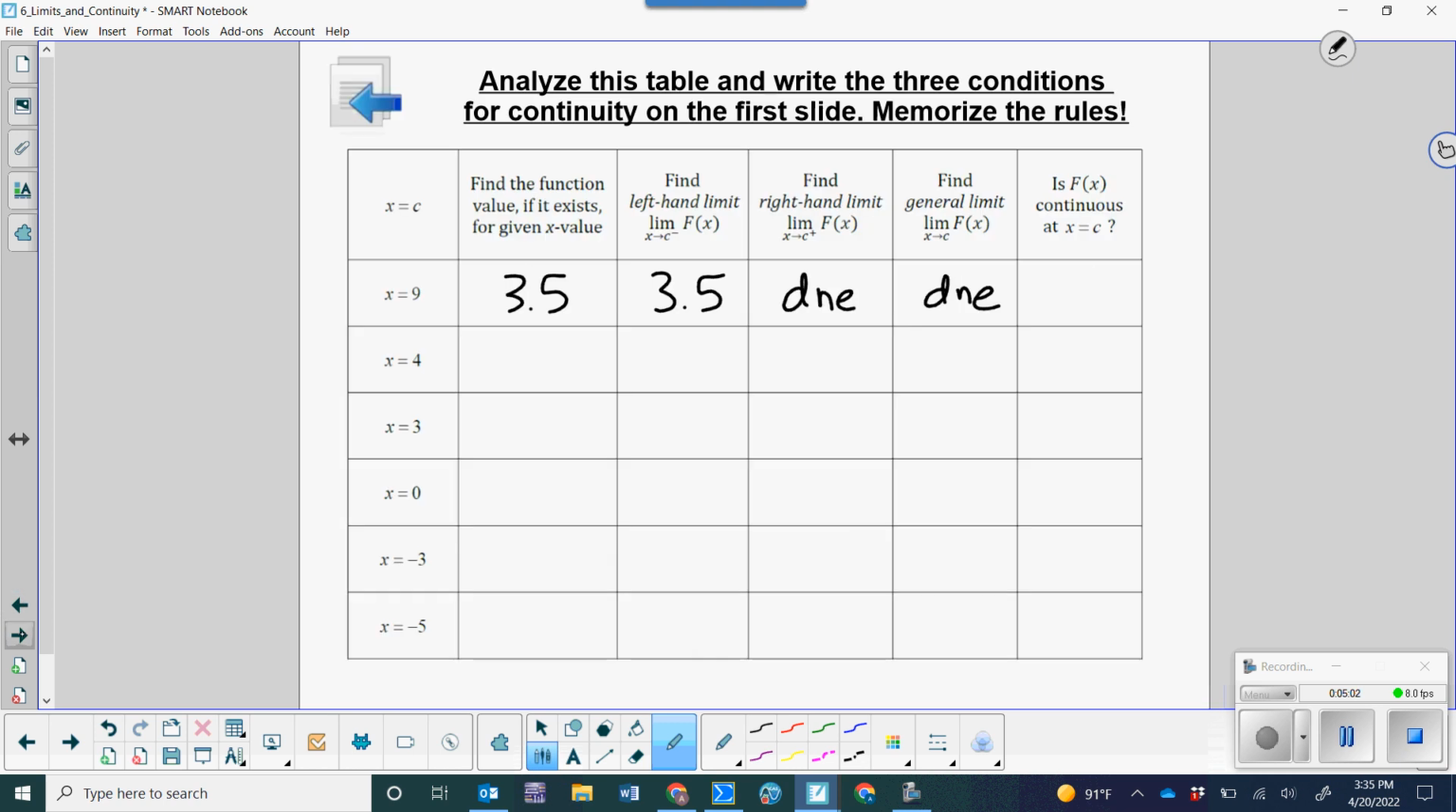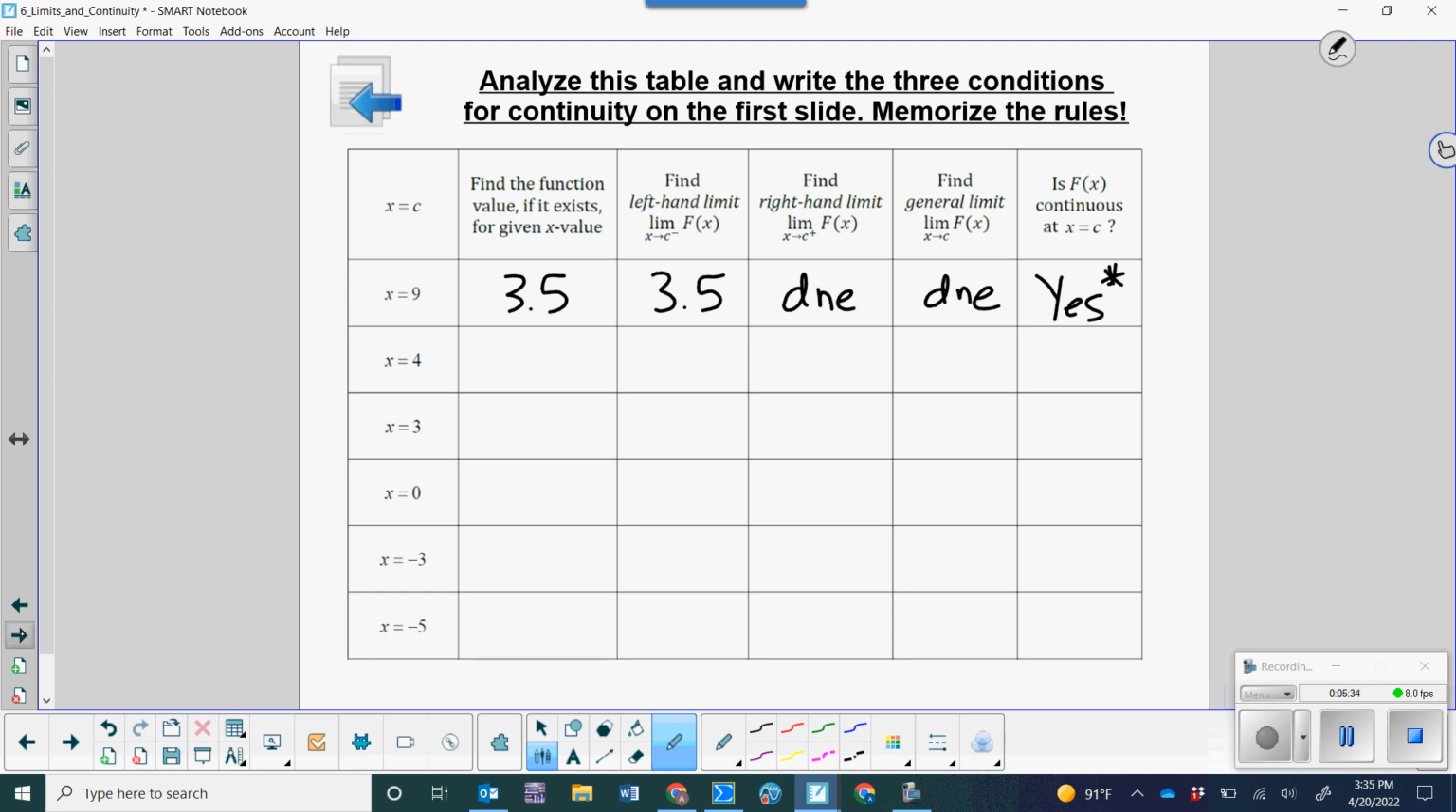Well, what we would say is, I'm going to say yes, but I'm going to put a star there. Yes, but technically, we have to be a little careful. It is continuous, but it's an endpoint. There's a little bit of difference for the rules of continuity if we have an endpoint, because I don't have another side. So as long as I'm continuous from the left and my function value equals that, we'll say it's continuous on an endpoint there.